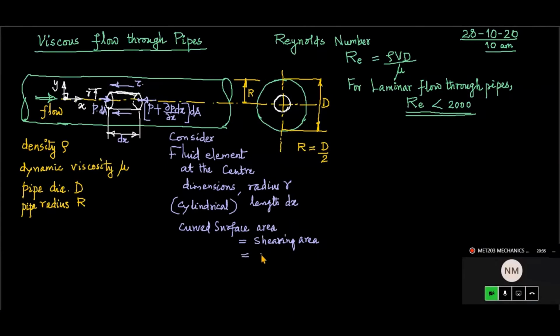2 pi. Basically, for a cylinder, 2 pi RL is the curved surface area: base circumference into the length or height. So 2 pi RL or pi DL. So 2 pi r into length. What is the length here? Length is dx. So 2 pi r dx is the area. So tau multiplied by 2 pi r dx. Don't get confused. 2 pi r dx is the curved surface area of this small cylindrical fluid element we considered, over which the shear stress acts.